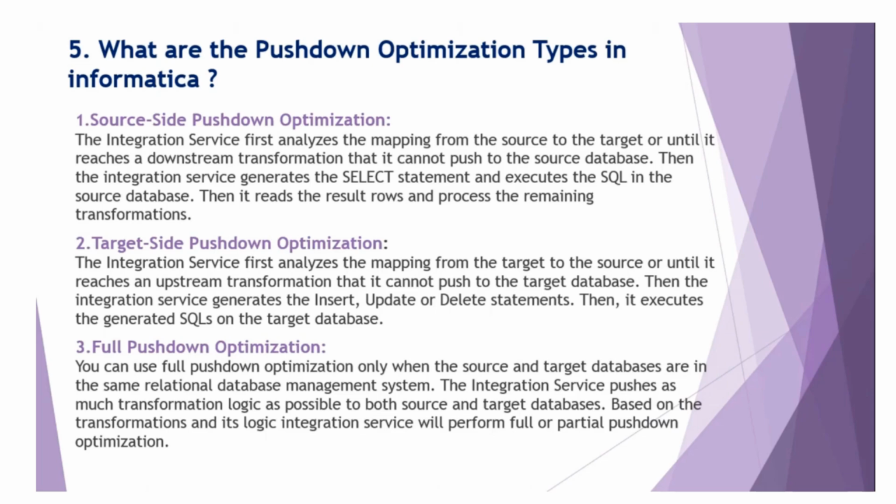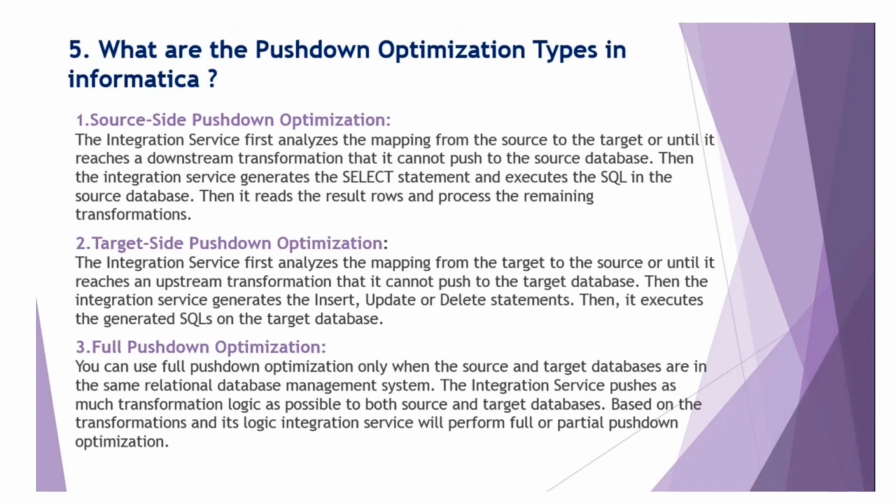In the second one, target-side pushdown optimization, the integration service first analyzes the mapping from the target to the source, or until it reaches an upstream transformation that it cannot push to the target database. Then the integration service generates the insert, update or delete statements. Then it executes the generated SQLs on the target database.